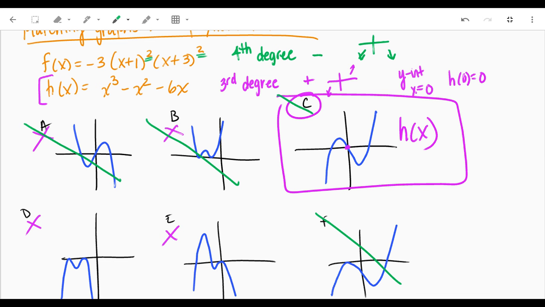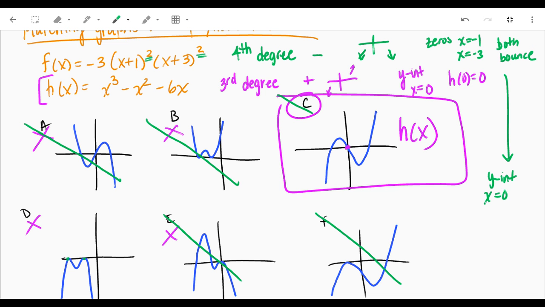Now, the next thing to look at, I can look at a couple things. First of all, the zeros would be x equals -1 and x equals -3. Both have multiplicity 2, which means they're just going to bounce there. So at x equals -1 and x equals -3, I should have that bounce, which means E's not my guy.